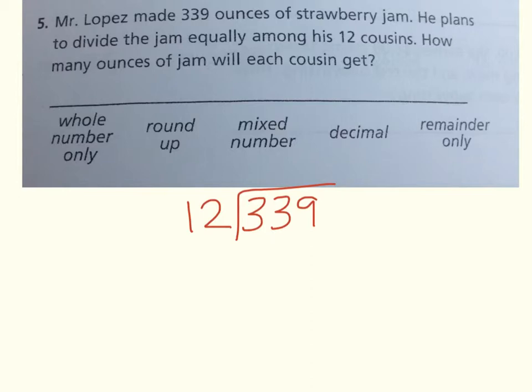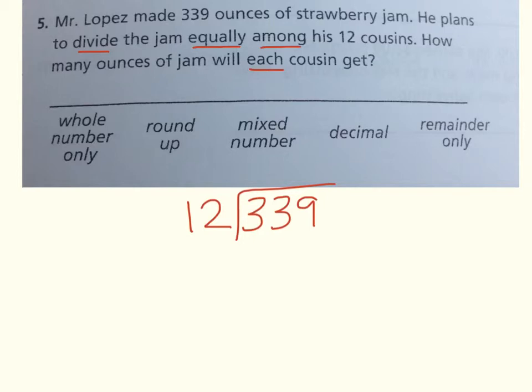He plans to divide the jam equally among his 12 cousins. How many ounces of jam will each cousin get? Now, this one's kind of tough because sometimes when you're measuring things, they put things in decimals. But in this case, they want it as a mixed number. So everybody will get 2.5 slices of pizza or 1 1/4 cups of sugar, whatever.